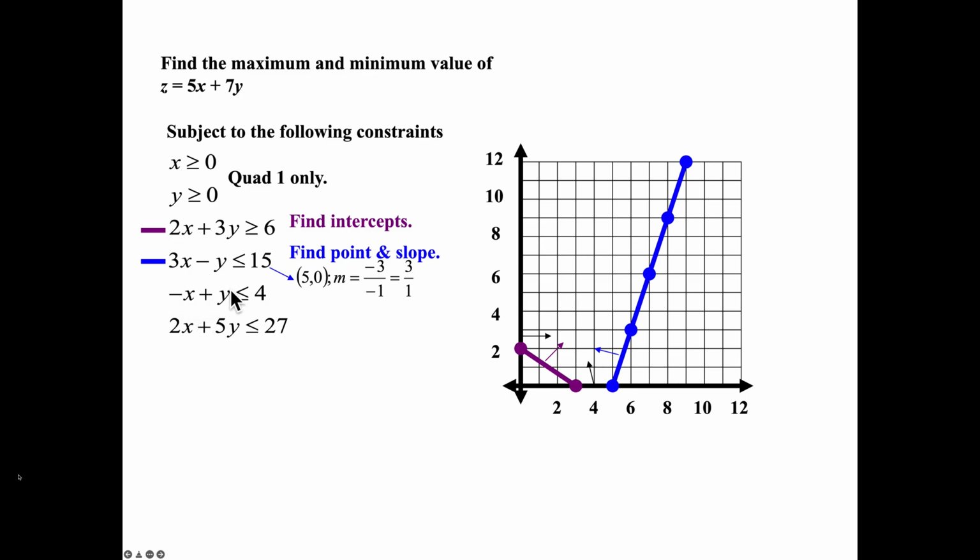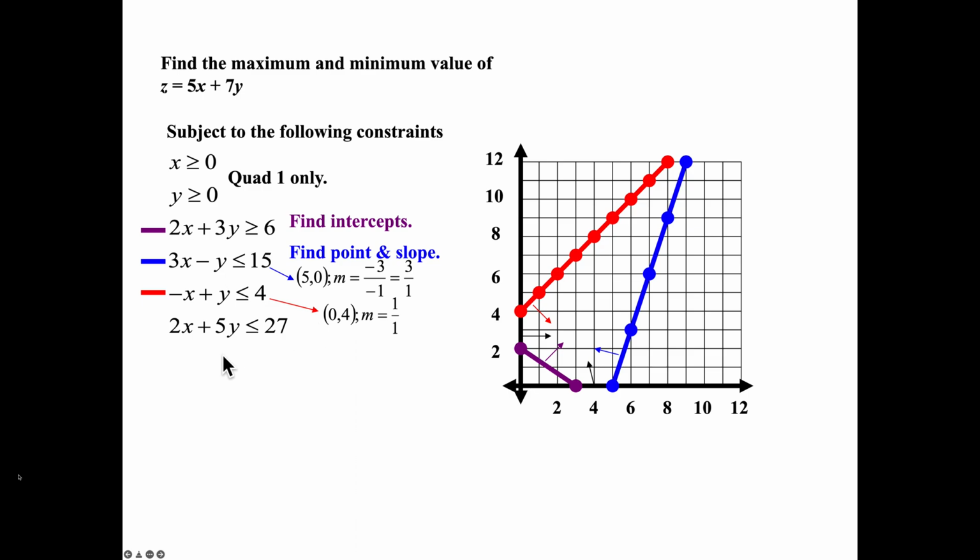Negative x plus y less than or equal to 4. Again, still got a problem here because if I find my x-intercept, it's negative 4. It's not here. So cover up the negative x. Y is equal to 4. And then find your slope. Negative 1 over 1 gives me a slope of 1. So the opposite of negative 1 is positive 1 over the b, positive 1.